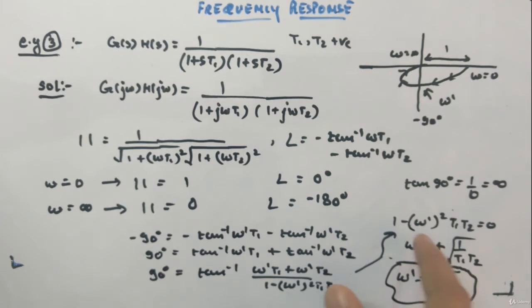That will be satisfied only when the denominator is 0, which is 1 minus omega dash square T1 T2 equal to 0. If this happens, your omega dash value will be plus minus under root 1 by T1 T2, and frequency cannot be negative, so we take the positive value. We can't take the negative value. So omega dash is under root 1 by T1 T2. This is the value of omega dash.